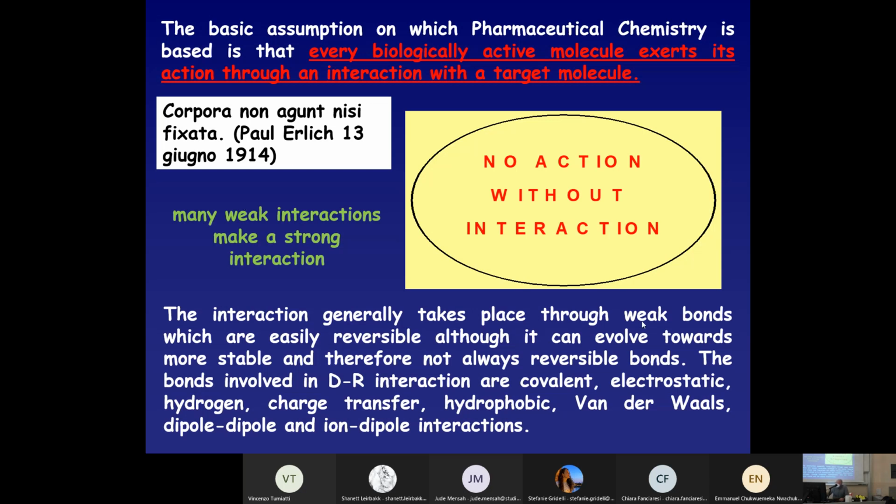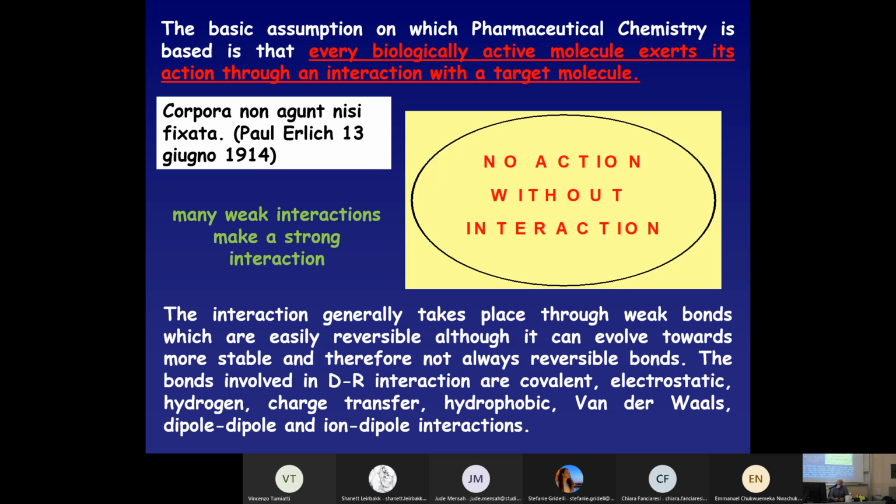Normally, the forces involved are weak bonds, easily reversible, but after the interaction, normally the complex evolves towards more stable and not towards irreversible bonds. What kind of bonds are involved in the drug receptor interaction? DR means drug receptor interaction.